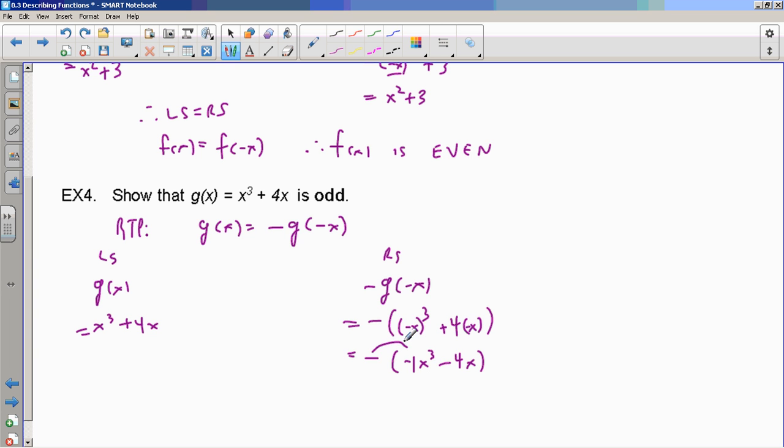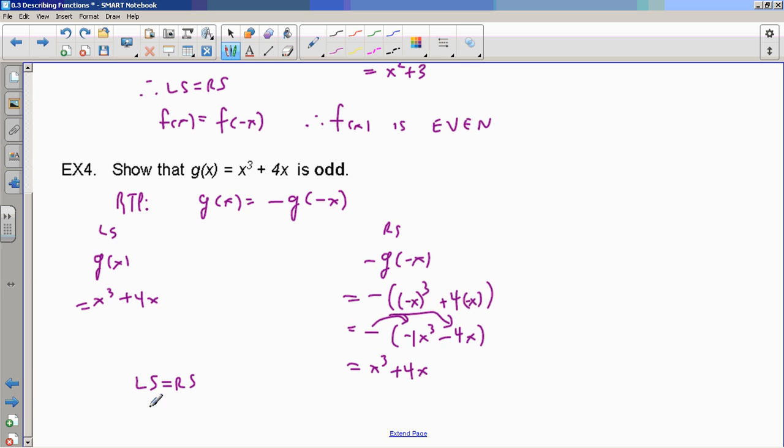Now I've got this minus out front that I'll distribute through x cubed plus 4x. And look, left side equals right side. Therefore, g at x equals negative g at negative x. Therefore, g is odd. And it's this sort of proof, by the way, folks, if you get the bonus question, I want you to prove to me that it's both even and odd using this technique.